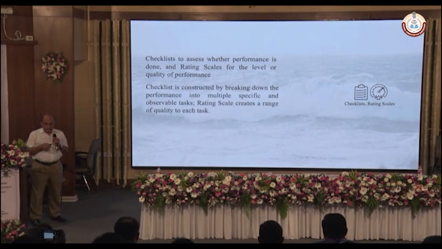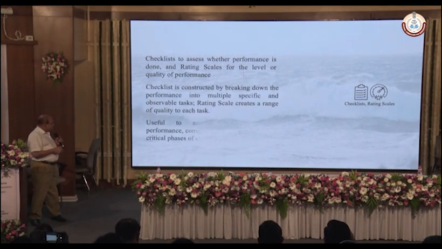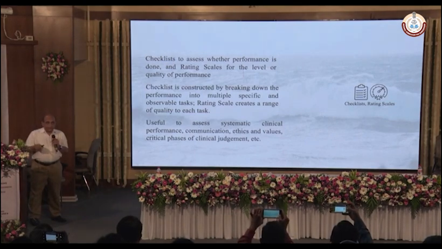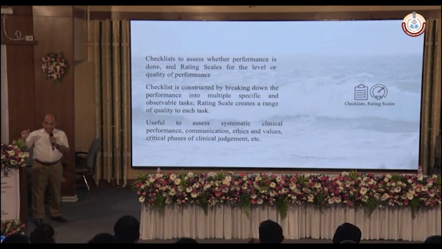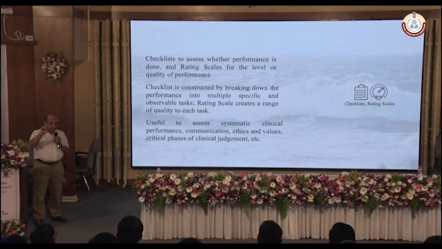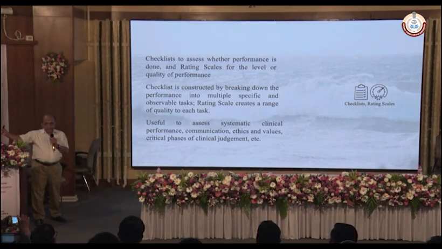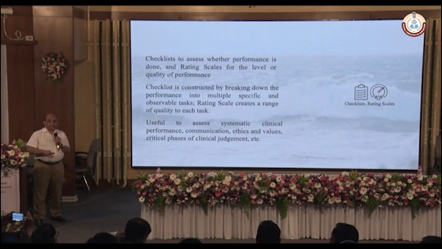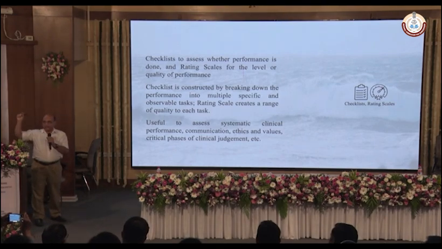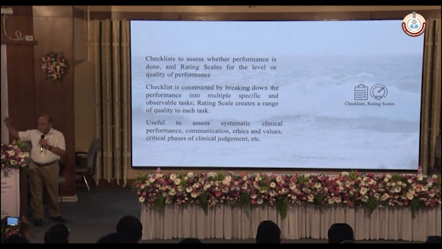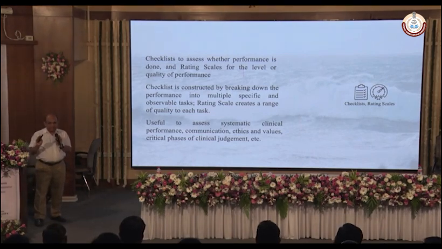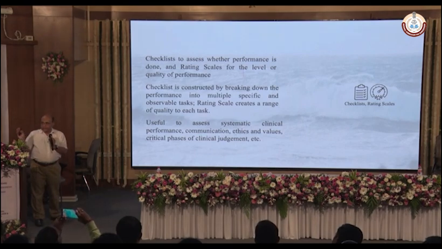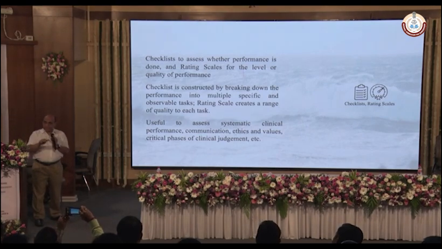Right, that is called a checklist. Then the rating scale is another one where you rate the quality of performance. In the checklist, you only say it is done or not done. In the rating scale, for the same activity, you say on a scale of 3 or on a scale of 5, how was the quality of that performance? So this is the difference between checklist and rating scale. Checklist is binary, yes or no. Rating scale is qualitative.